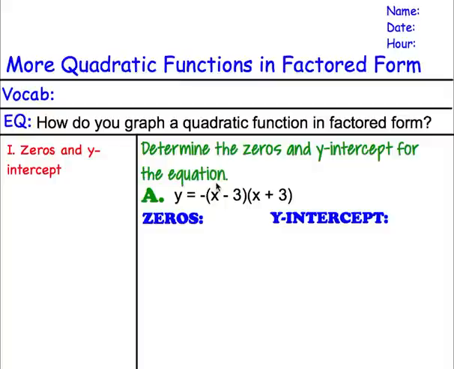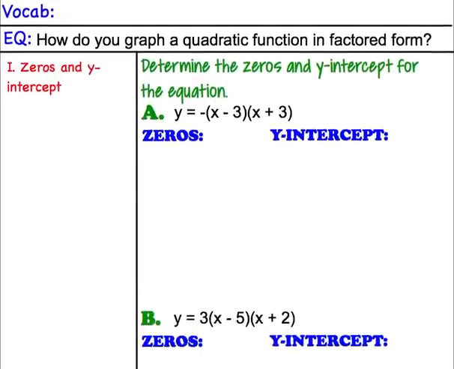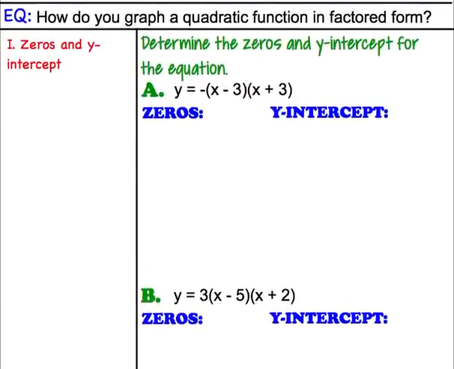Today we're going to continue our work with quadratic functions in factored form. However, today our equations are not going to be quite as pretty as they were yesterday. So let's start off first as we take a look at this first equation: y equals the quantity negative times the quantity x minus 3 times x plus 3.